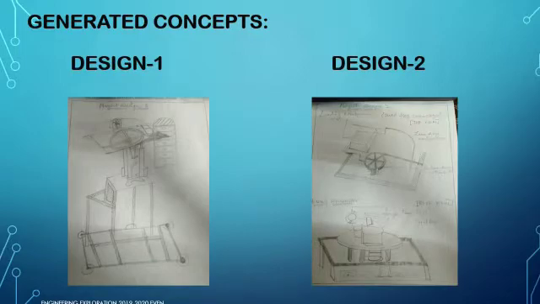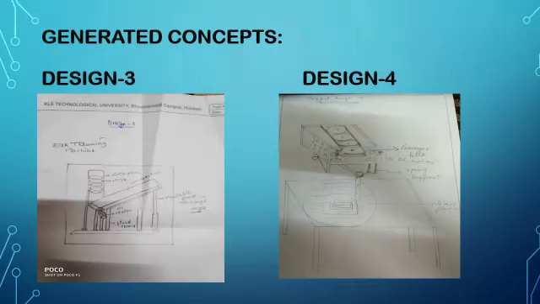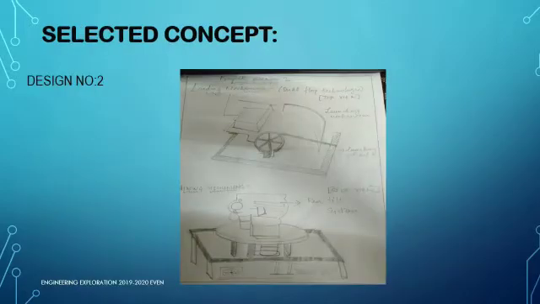Next phase is the generation of concepts, in which we select the most optimal concept among the 4 that we have made. First is the pinhole mechanism for aiming. Second is the pan tilt servo mechanism. Third is the single conveyor belt system. And fourth is the vertical double conveyor belt system. After considering all the parameters, we selected the second design to be the best among the 4. This is how we selected our best design.